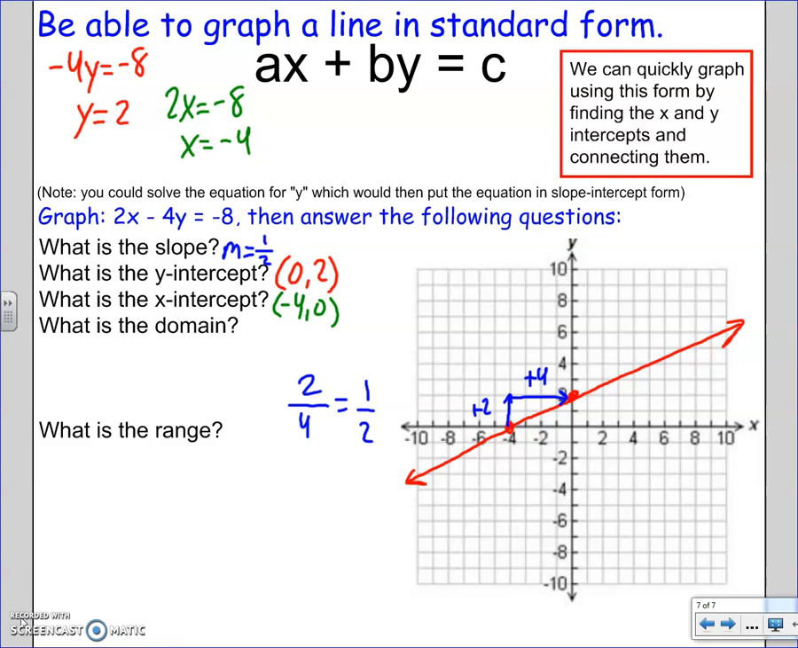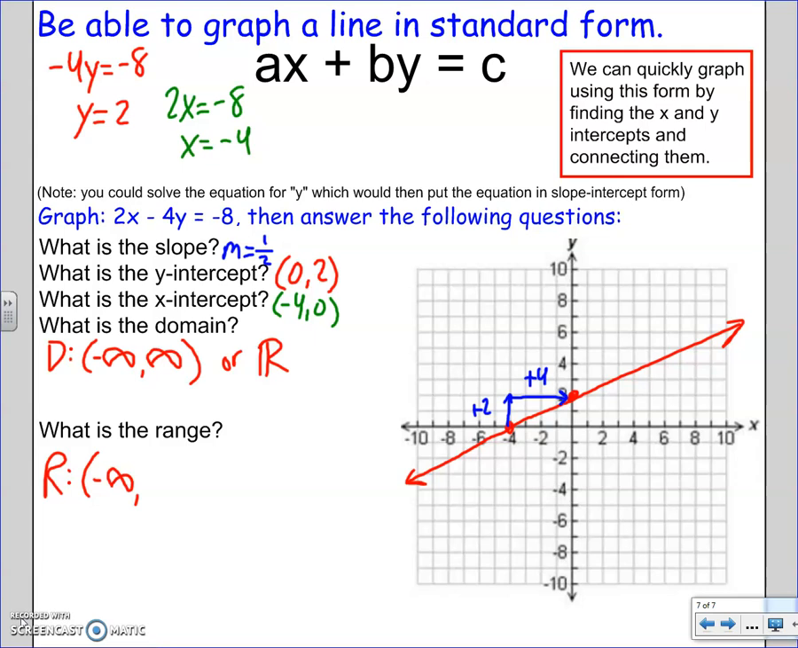All right. What's the domain? So this graph goes left forever to negative infinity. It goes right forever, positive infinity. If you see negative infinity to positive infinity, you can always say all real numbers. Our range, very similar. It goes down forever, negative infinity. It goes up forever, positive infinity, or all real numbers.